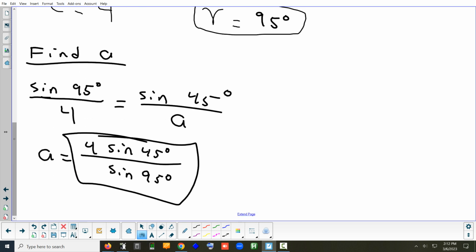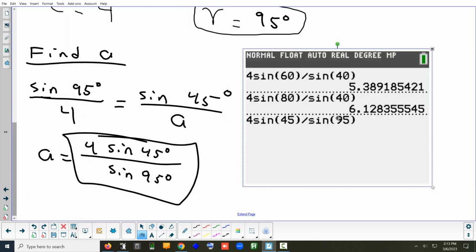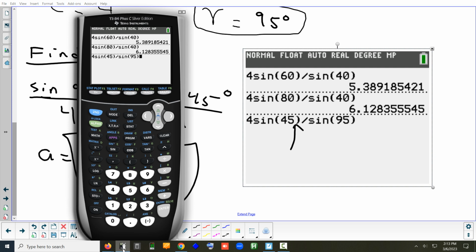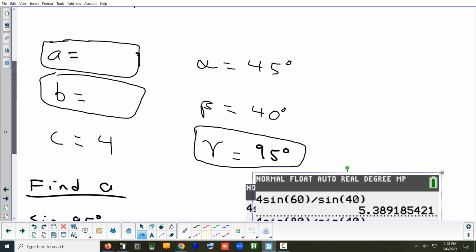So let's get A. 4 sine 45. And if you don't close your parenthesis like I did after the 5 right here, it will come out wrong. So make sure you close that. Okay, so we get 2.839, and that's for A.